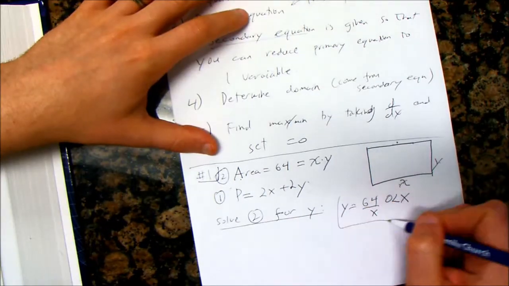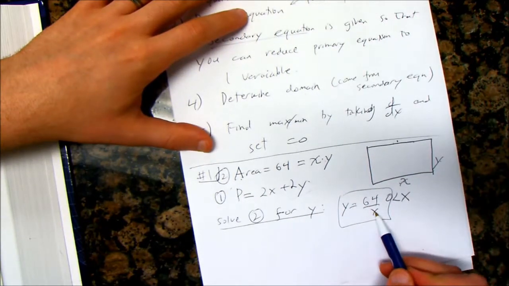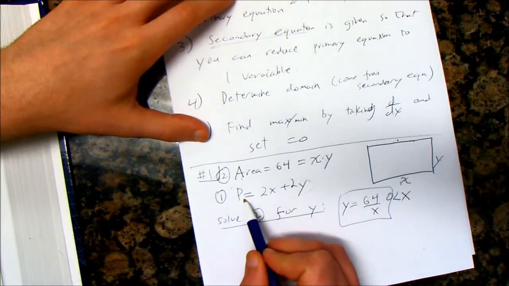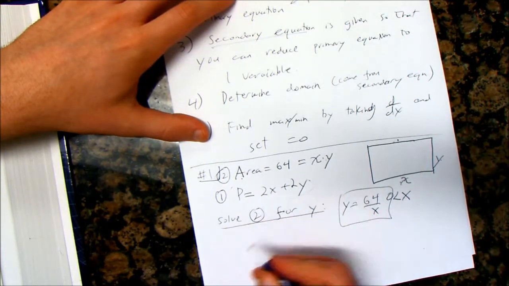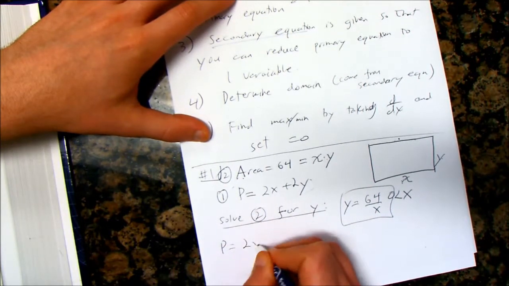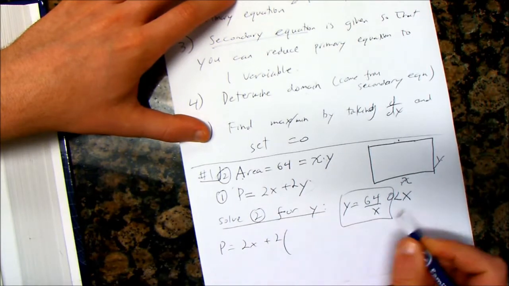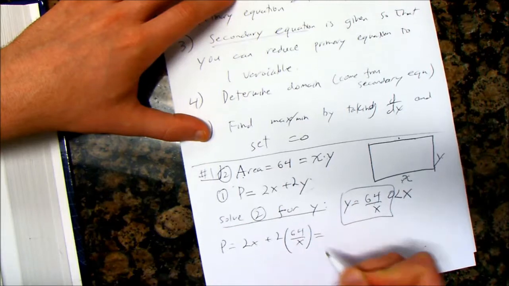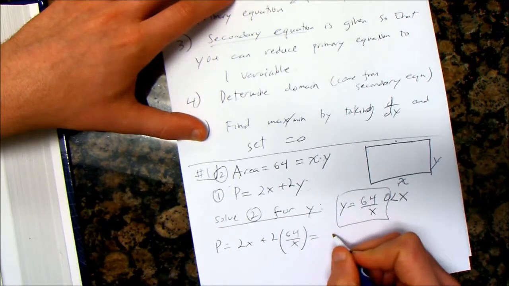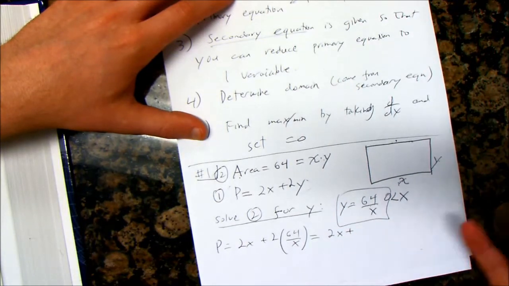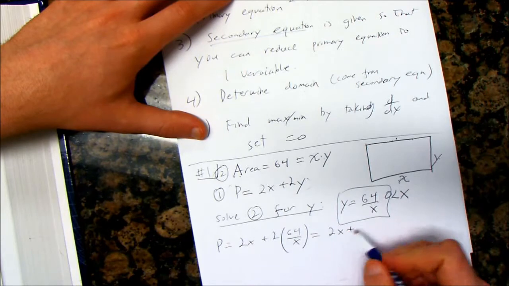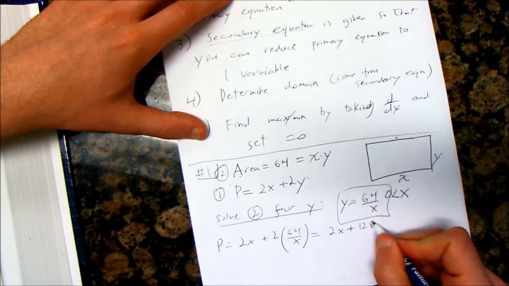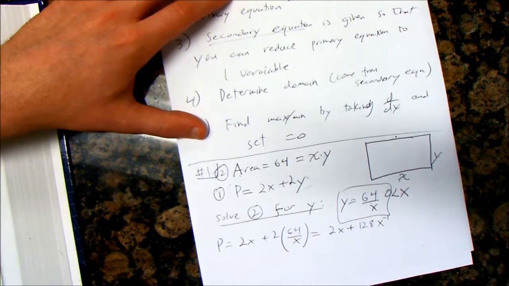So let's just use this information. So y equals 64 over x. Okay. So the perimeter is equal to 2x plus 2y. So perimeter is equal to 2x plus 2 times y, which is 64 over x. Okay, let's simplify this down. This is going to be 2x, and let's write it in a way that makes it easy to take a derivative, right? So 2x plus 128x to the negative 1.